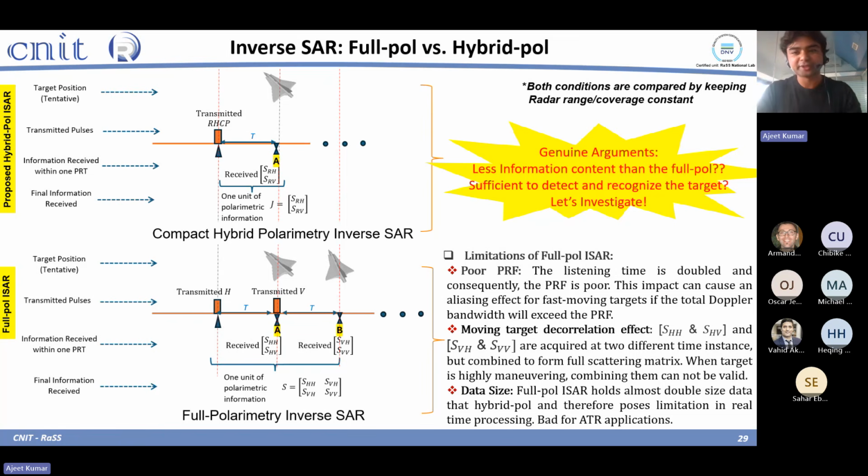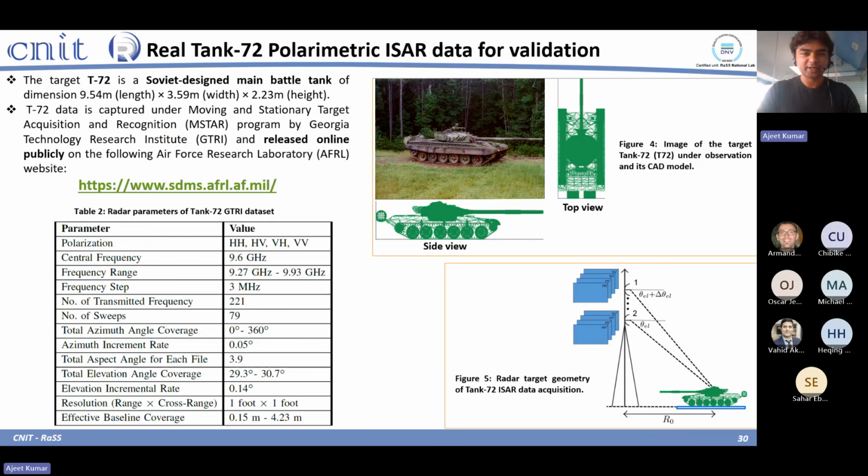Now, obviously, the question is, okay, you transmit one polarization and receive orthogonal polarization. The general argument could be, you have less information about the target compared to the full polarimetry. So is it sufficient to detect or recognize the target? That is one of the important things in military applications. So we have investigated this part from our side.